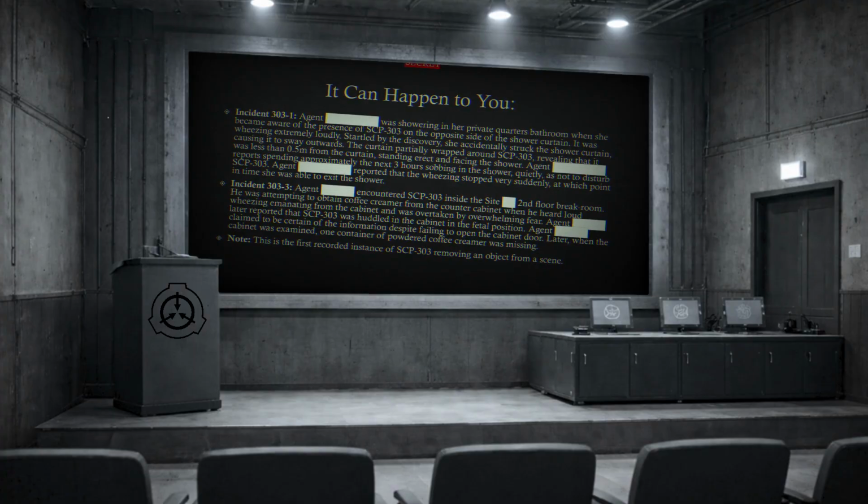Later, when the cabinet was examined, one container of powdered coffee creamer was missing. Note: this is the first recorded instance of SCP-303 removing an object from the scene. Yes, I agree these incidents are creepy, but this next one is why this training is so important.